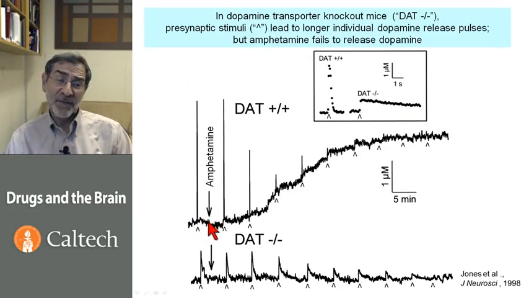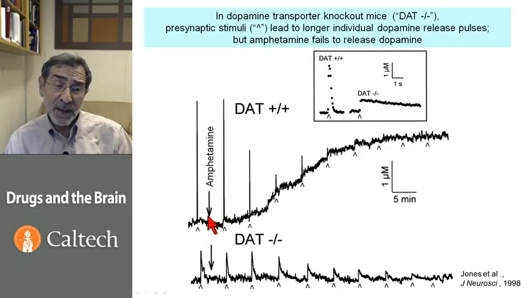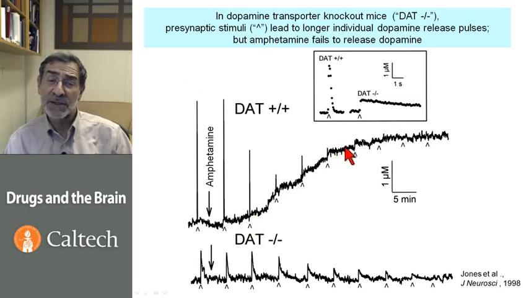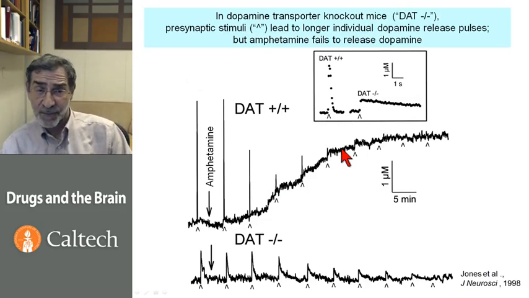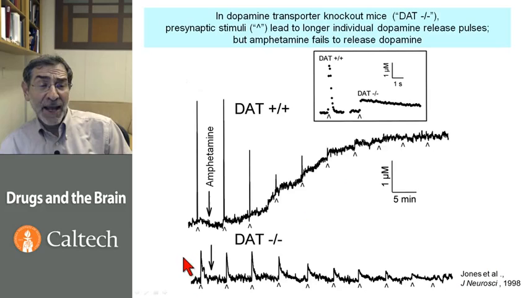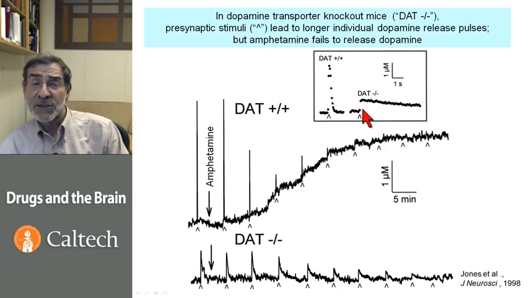When we add amphetamine, in the normal mouse, we slowly release more dopamine even without nerve impulses, just on its own. And the subsequent stimuli release less and less dopamine because there's little in the nerve terminal to be packed into those synaptic vesicles to be released. In the knockout mouse, we are releasing less dopamine in the first place, and the amphetamine releases much less dopamine, again because there's less dopamine around.